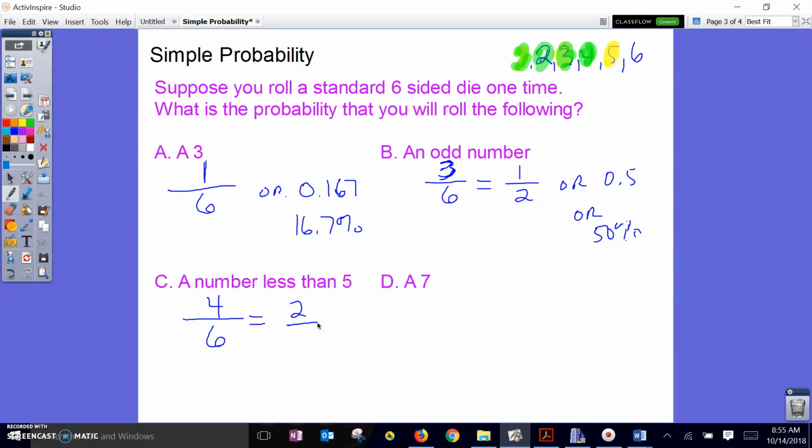I'm going to go ahead and reduce that. And if we wanted to, we could find it as a decimal or as a percent. Either one of those would be fine as well.